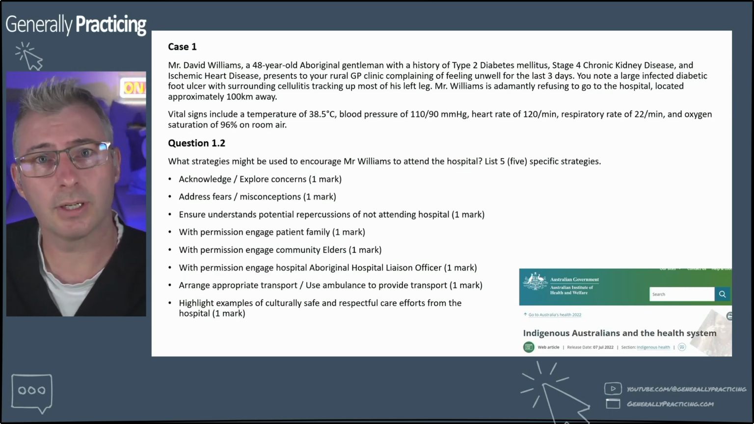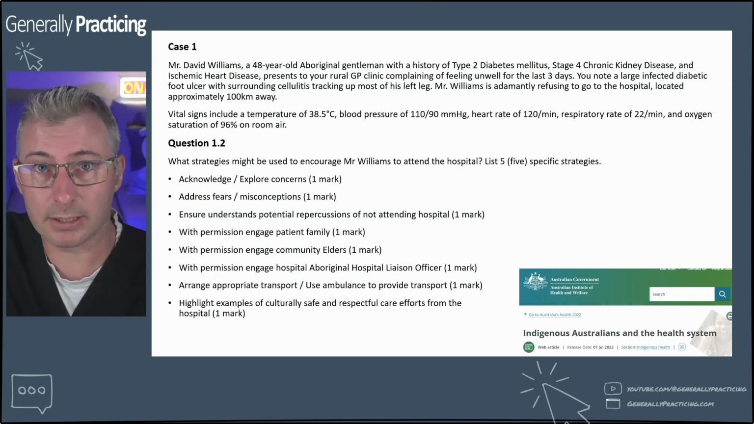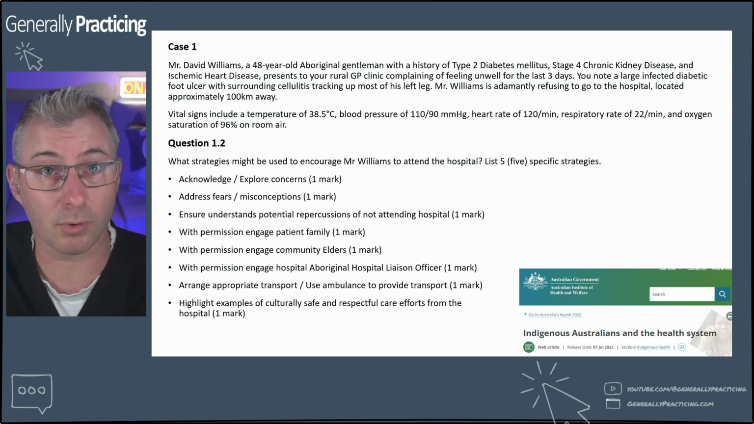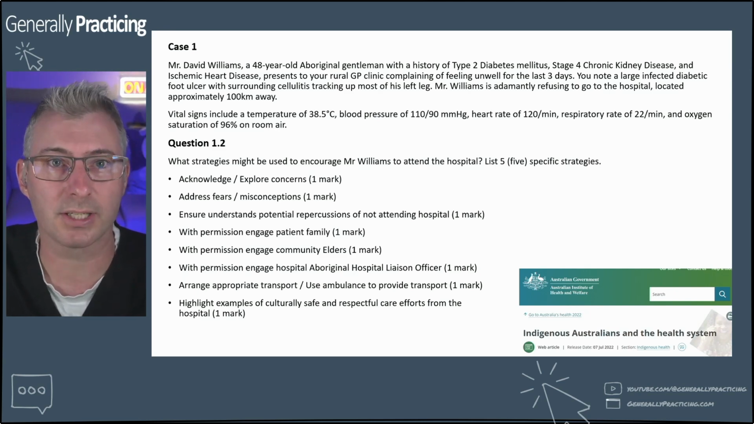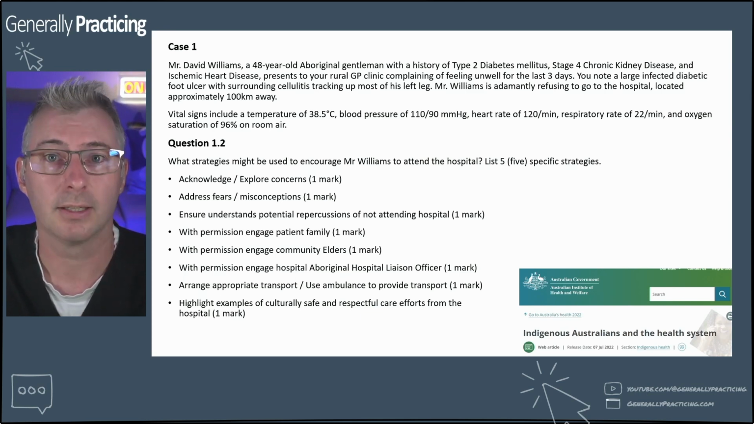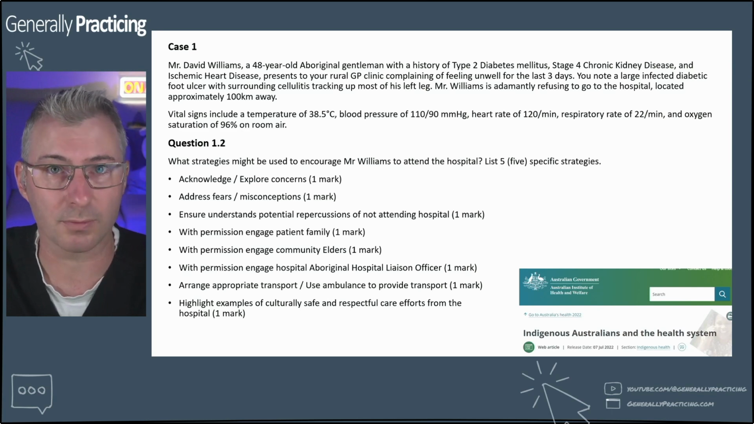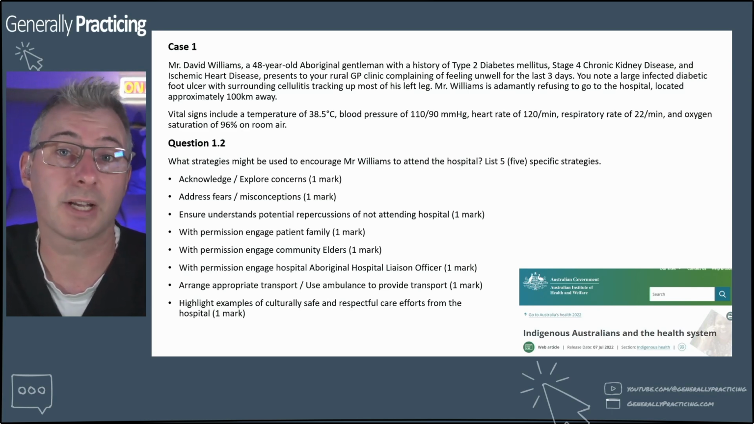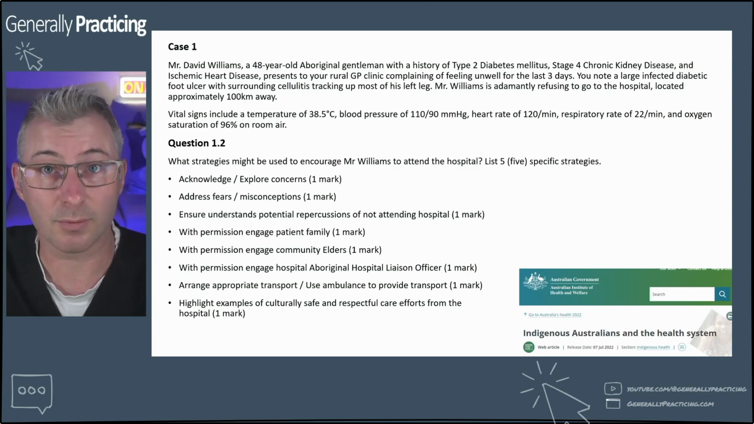Now, then we start looking at, well, what are our external support structures and support networks to try and tap into. And one of the important things here, of course, is with permission. You need to be obtaining consent from the patient to be discussing their healthcare to bring other people on board. So with permission, engage the patient's family. With permission, engage community elders. With permission, engage Aboriginal hospital liaison officers.